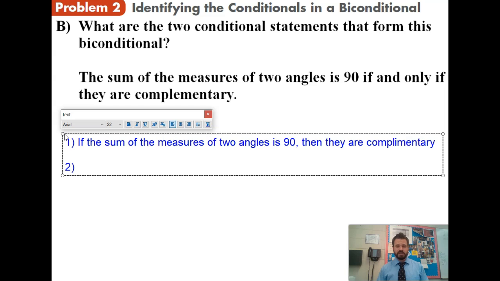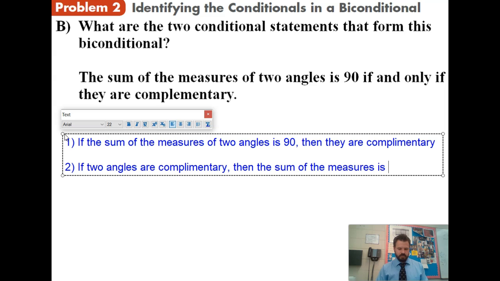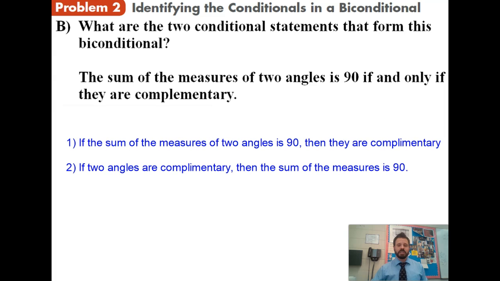Then the other conditional statement we get is the same thing in the reverse order, the converse of the first one we wrote. We could say, if two angles are complementary, then the sum of their measures is 90. Okay, once again, biconditional meaning two conditionals. These are the two conditional statements I get from this biconditional.